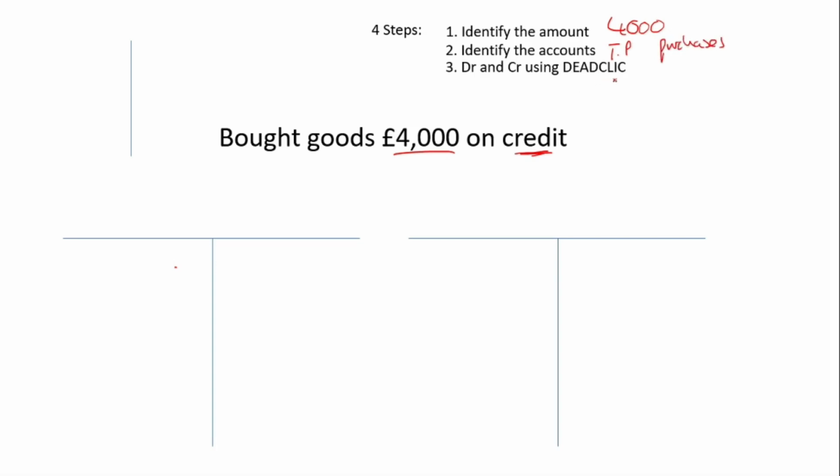So step 3 is to use the DEDCLIC acronym. Because trade payables, or a supplier, is a liability, we're going to write that as a credit, which leaves us with a debit for purchases. And now we can prepare the T account.